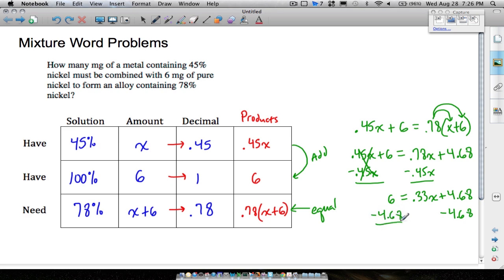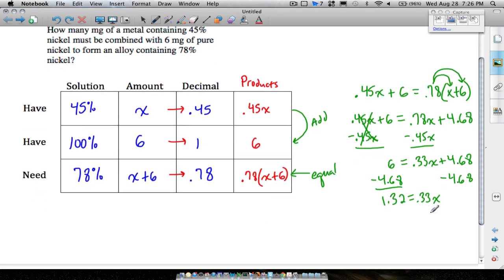So 6 minus 4.68 is going to be 1.32, and that's equal to 0.33x. Your last step here is to get x by itself by dividing by 0.33 on both sides. The 0.33's cancel. 1.32 divided by 0.33. Look at that, we get a whole number. We get 4 is equal to x.